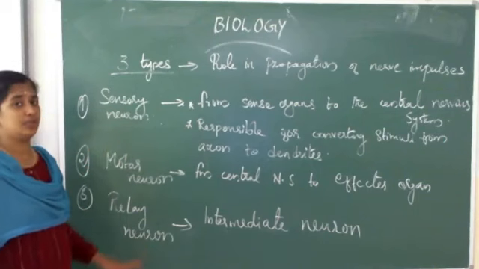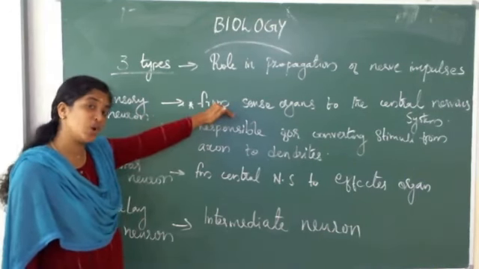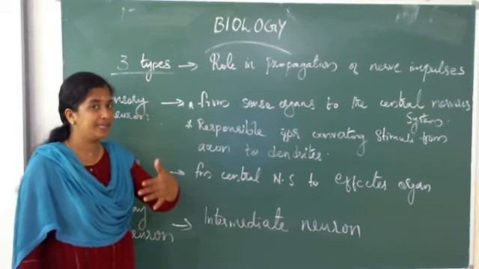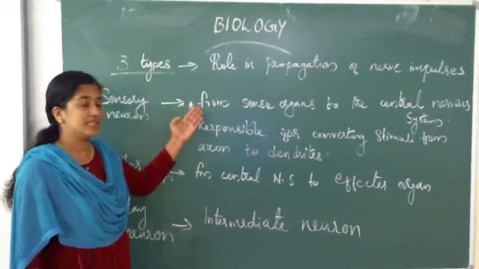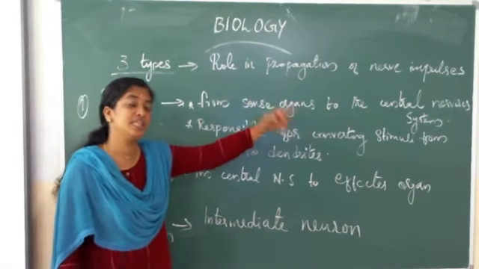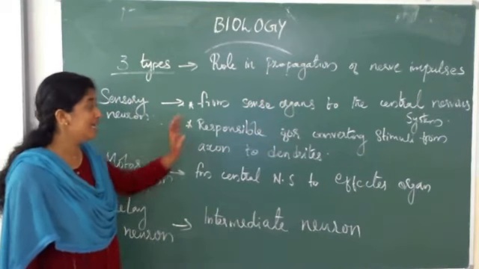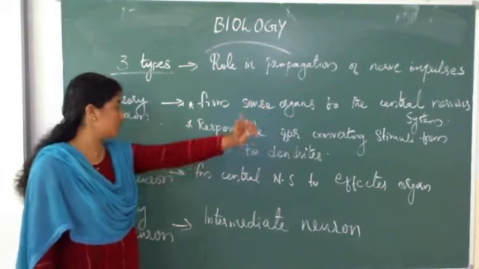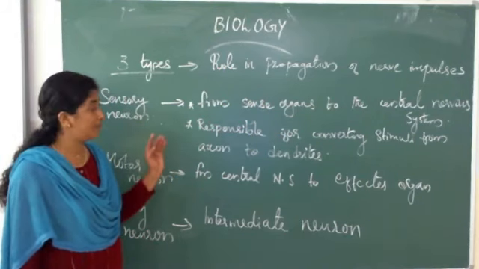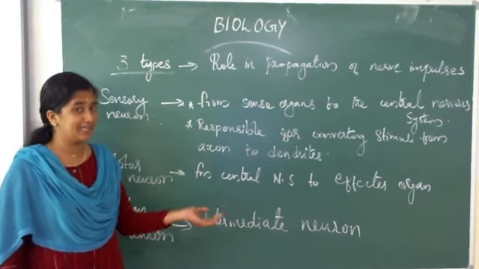What is a sensory neuron? A sensory neuron transmits impulses from sense organs to the central nervous system, that means brain and spinal cord. It is also responsible for converting stimulus from axon to dendrites.